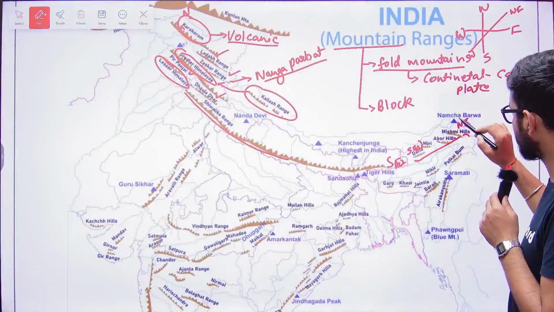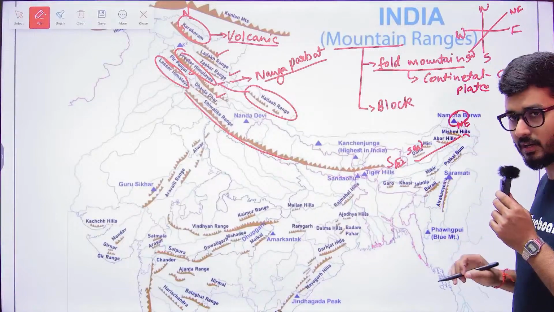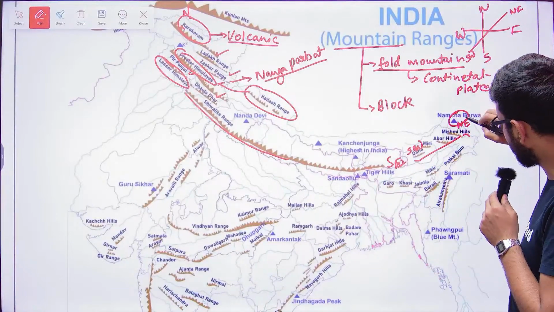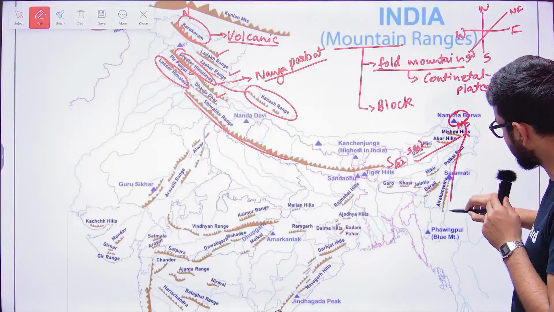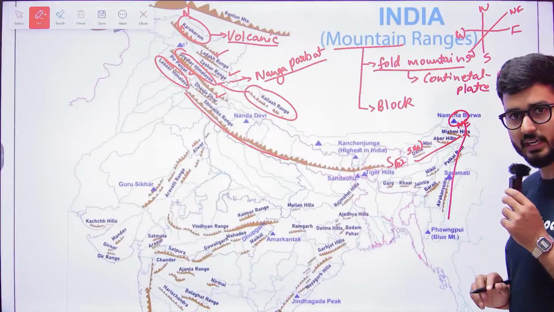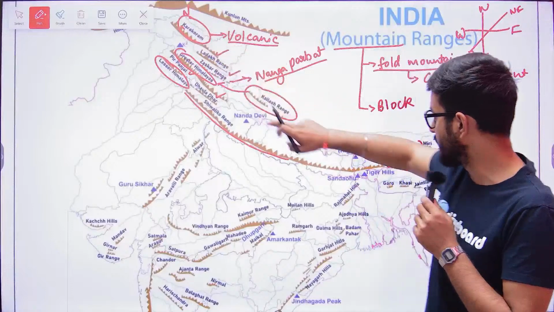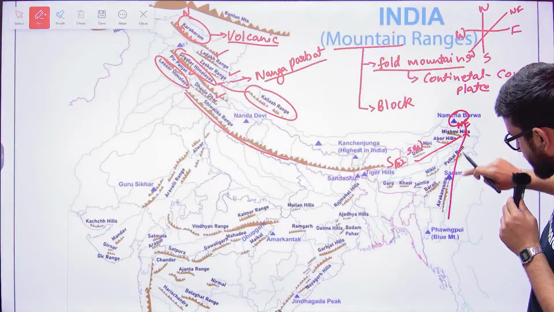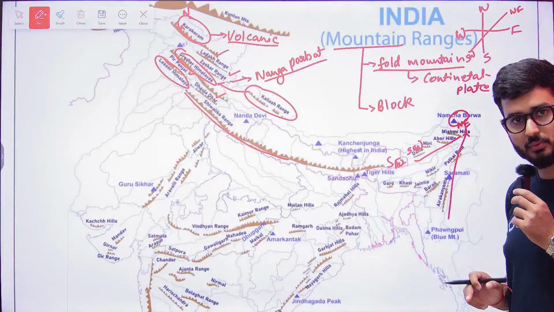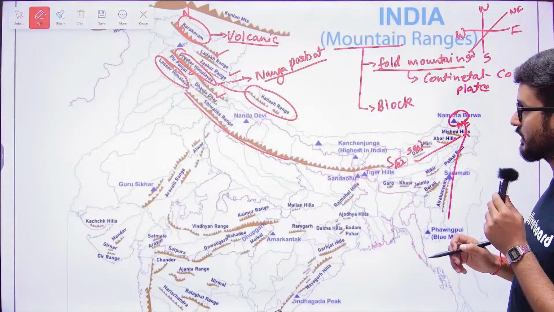The second bend, it is going to be here at Namcha Barwa. Means after Namcha Barwa, the Himalayas, they are going to move in the north south direction. Okay, so Himalayas, it is moving from here, then it is having a syntaxical bend, and then it is going to move downward. So this is the way that Himalayas are moving.